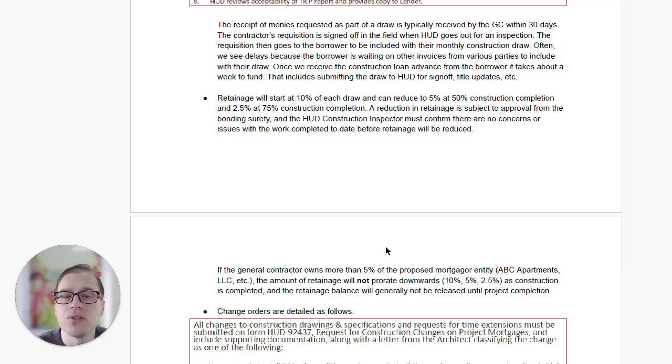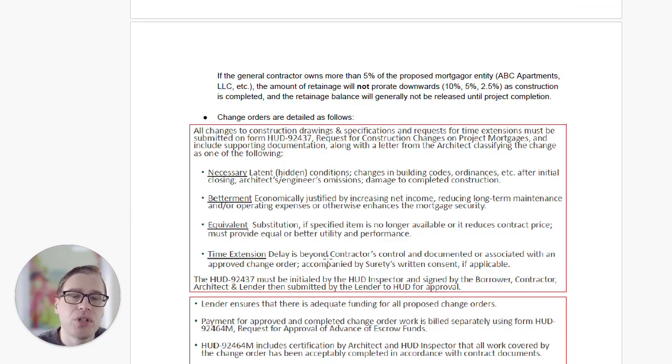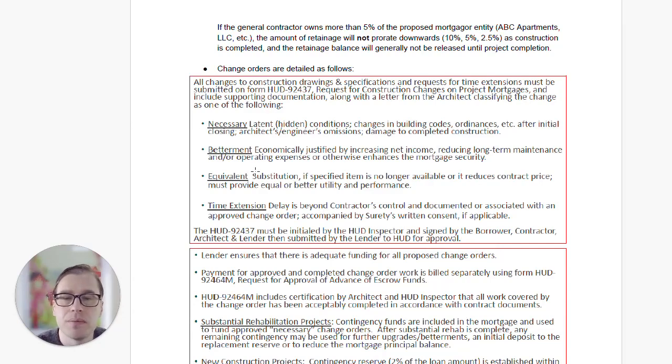If the contractor owns more than 5% of the mortgagor entity, the development entity like ABC LLC, the amount of retainage will not prorate downwards. Change orders are classified as necessary betterment, equivalent, or time extension. For the purposes of brevity, all you need to know is that change orders are allowed as necessary. It just requires justification for why that change order has to be done.